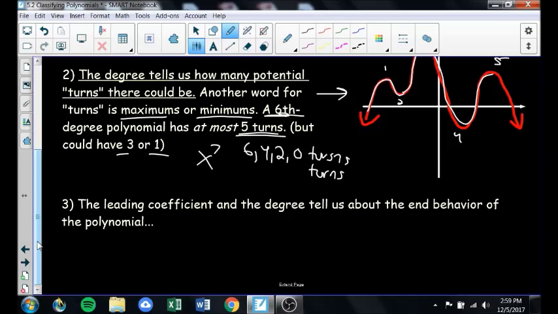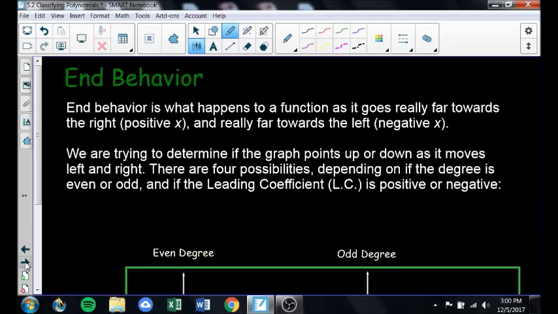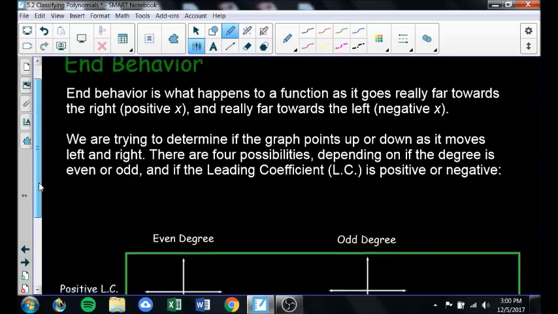Finally, the leading coefficient and the degree tell us about the end behavior of the polynomial. End behavior means which direction it points at the end. What happens as you get to very, very high x values or very, very negative x values. So end behavior is what happens to a function as it goes really far towards the right at positive x and really far towards the left at negative x. We're trying to determine if the graph points up or down as it moves left or right.